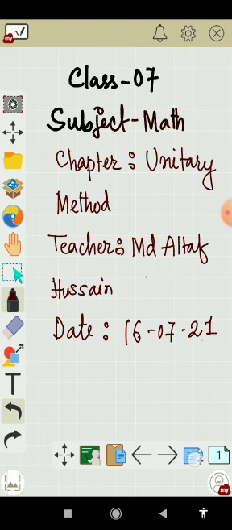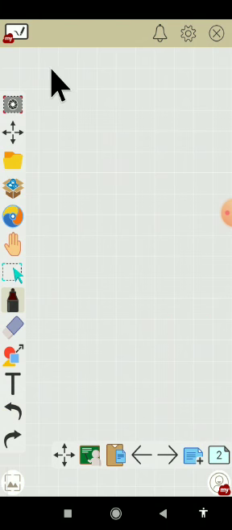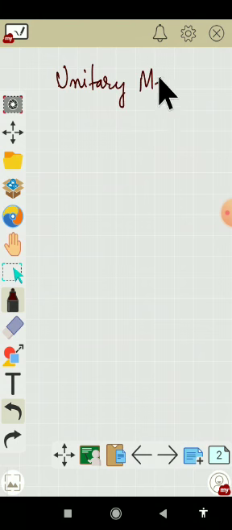So we will learn about the unitary method today. What is the unitary method? A method in which the value of a unit quantity is first obtained to find the value of any required quantity is called the unitary method.